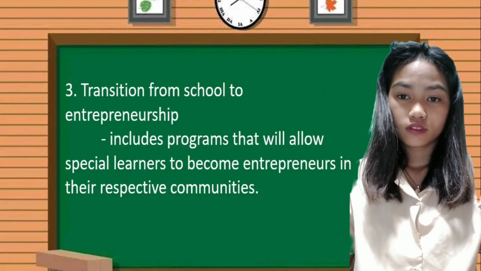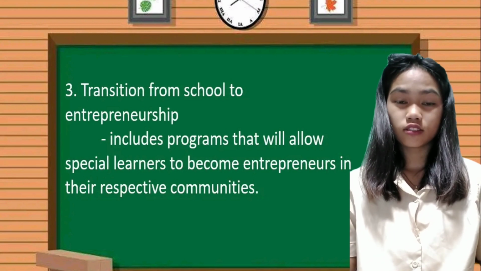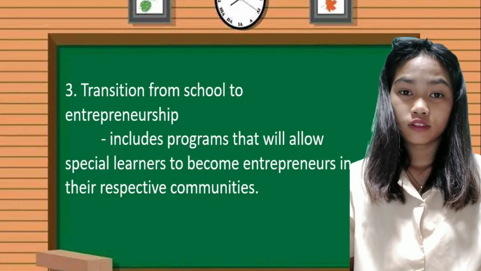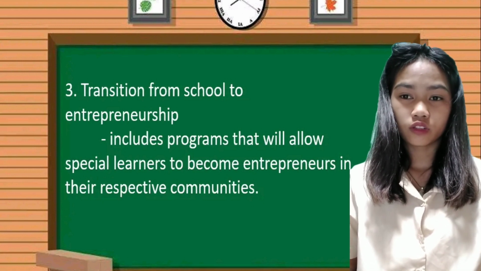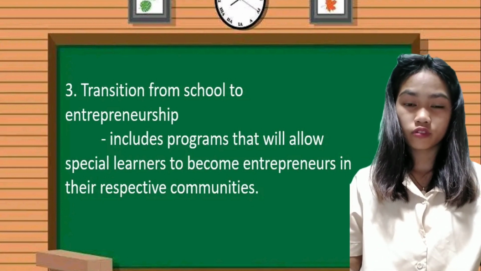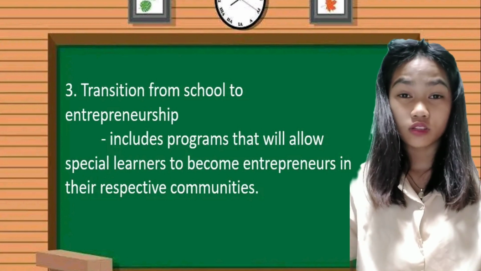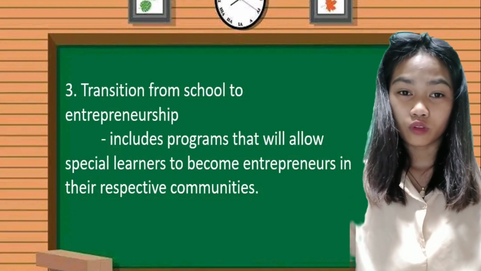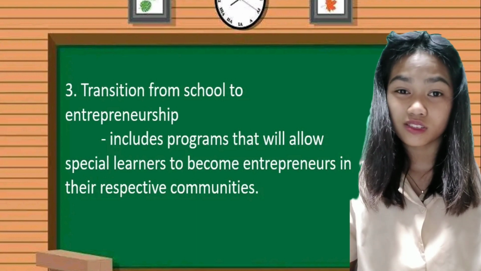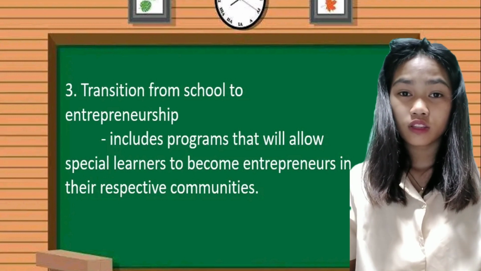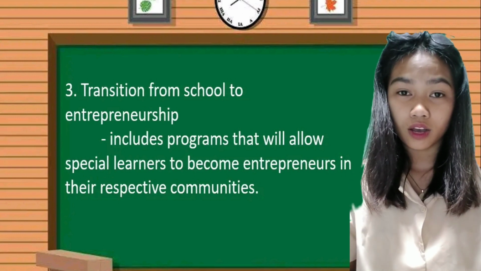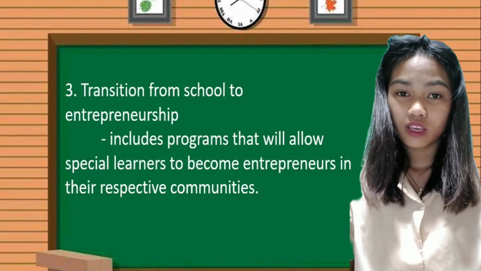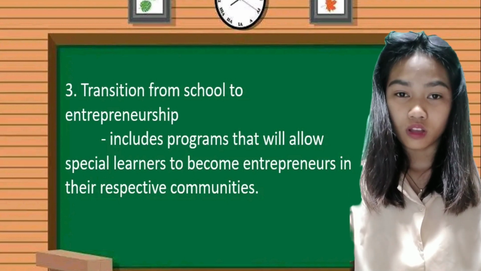Okay. So the third one is transition from school to entrepreneurship. It includes programs that will allow special learners to become entrepreneurs in their respective communities. So the transition program will also help the special learners to become entrepreneurs, a business owner, a businessman or woman. They will also learn to become an entrepreneur. So that's how big the impact of the transition curriculum is to the special learners.